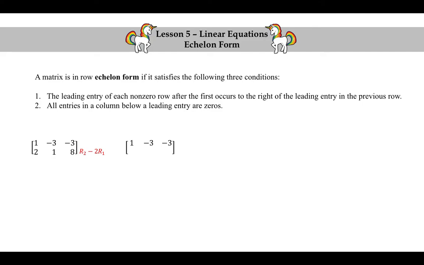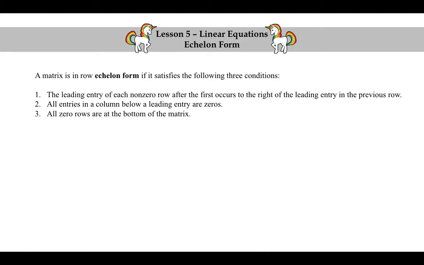So we rewrite the first row, 1, -3, -3, because that row is not changing. We've done this before, so I'll go through it a little quicker this time, column by column. From the first column, we have 2 minus 2 times 1 equals 2 minus 2, which is 0. For the second column, we have 1 minus 2 times -3 is 1 plus 6, which is 7. And for the third column, we have 8 minus 2 times -3 is 8 plus 6, which is 14. This first matrix is not in row echelon form. The second one is.